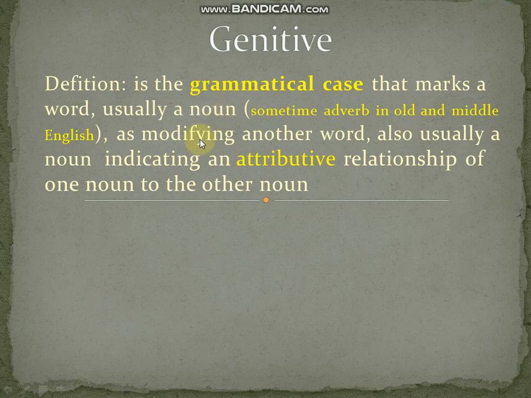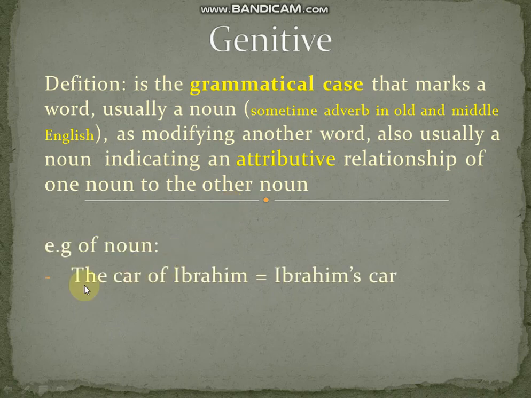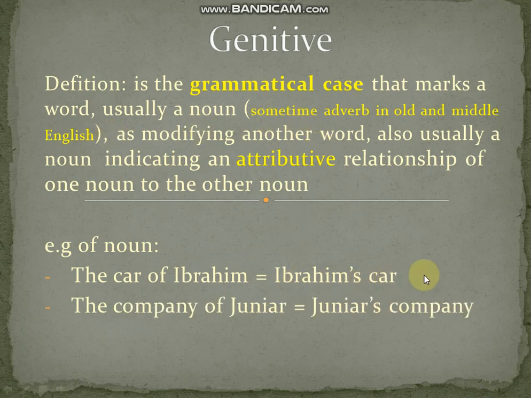What is the function of genitive? To modify another word, to indicate a relationship from one noun to another noun. For example, the car of Ibrahim. This is the basic form. Then we modify it to another form, Ibrahim's car. What else? The company of Junior, Junior's company. This is the function of apostrophe s for genitive, for possessive.